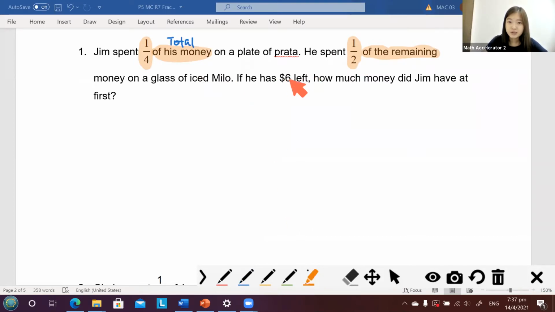If he has $6 left, how much money did Jim have at first?